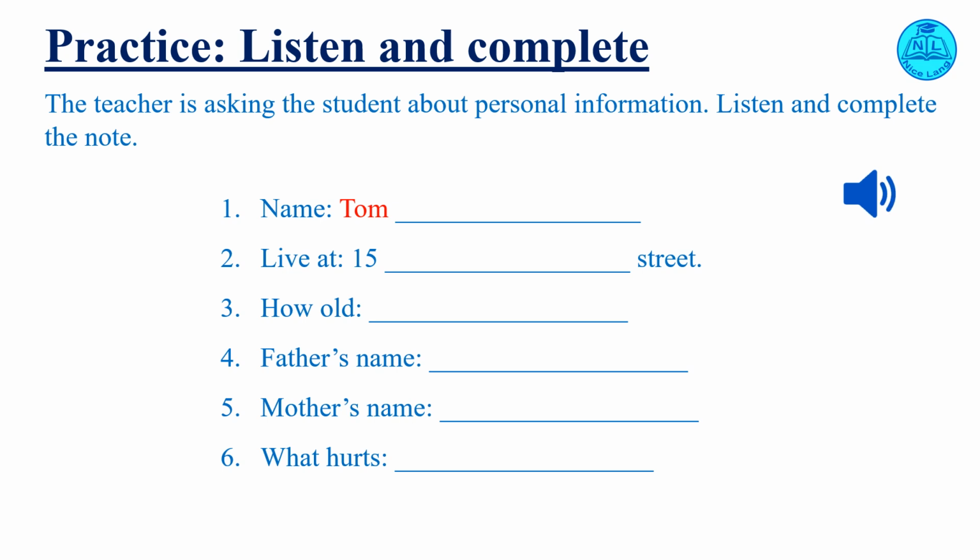Three. Now, how old are you, Tom? 10. It was my birthday last week. You're very tall. Yes, all my family are tall. Four. Now, what's your father's name? John, like my older brother. So there are two Johns in the family. Yes.